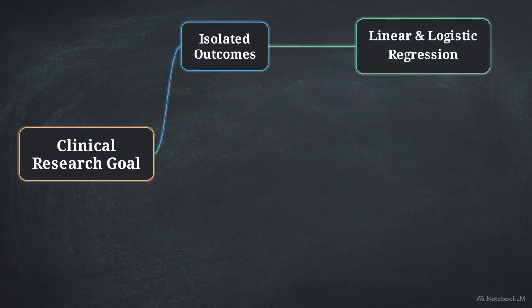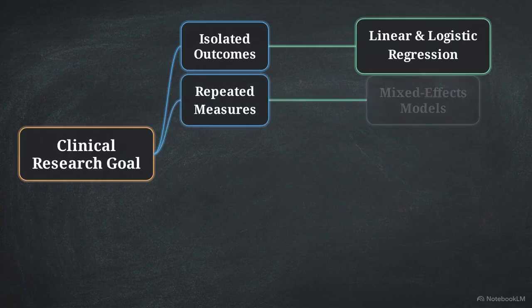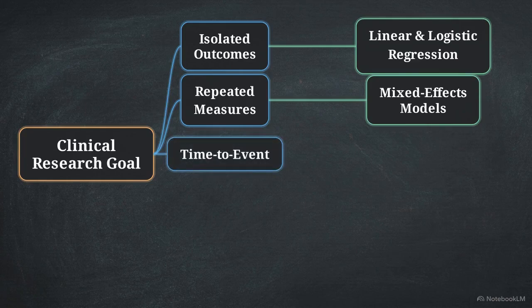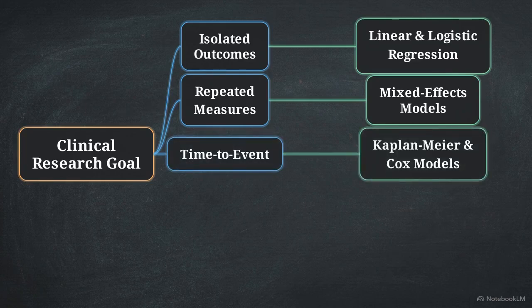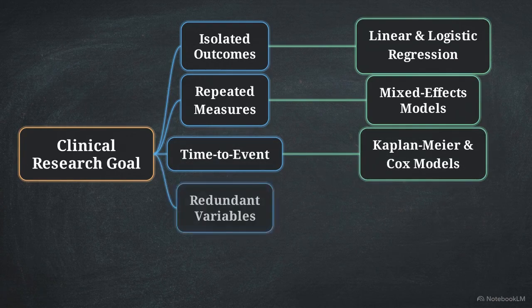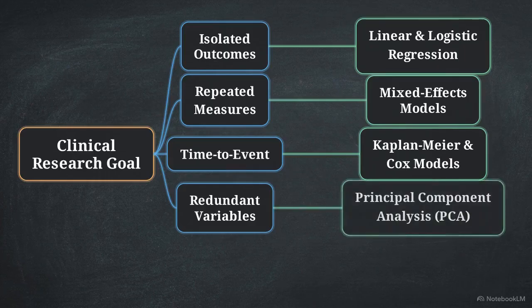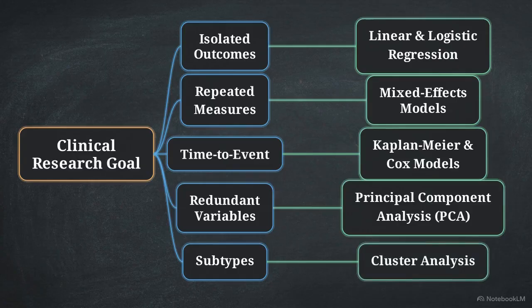We can now consolidate these tools into a definitive decision framework. If the goal is predicting an isolated, continuous, or binary outcome, the path leads to multiple linear or logistic regression. Analyzing repeated patient measurements requires mixed effects models, while time-to-event outcomes with censoring require Kaplan-Meier and Cox proportional hazards. To simplify redundant variables, we turn to PCA. To group similar patient profiles, we deploy cluster analysis.